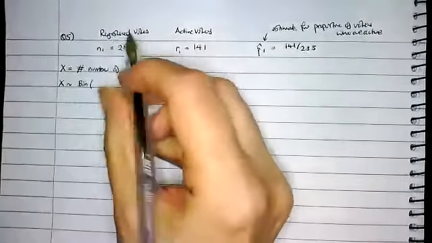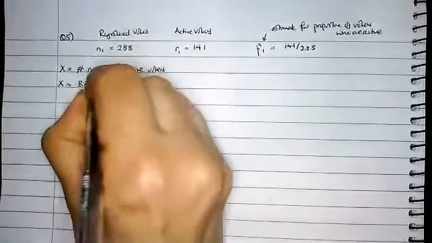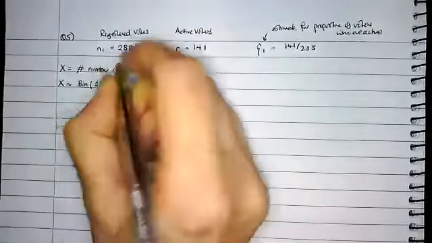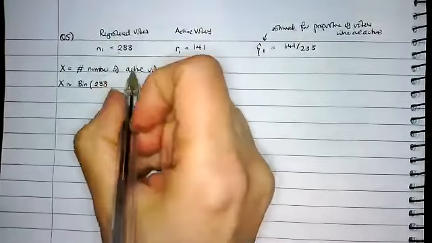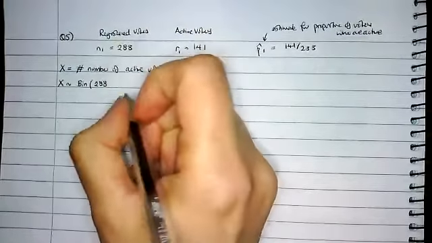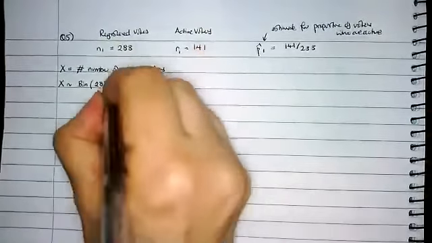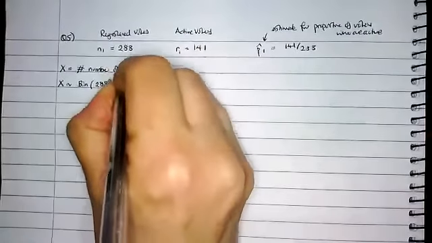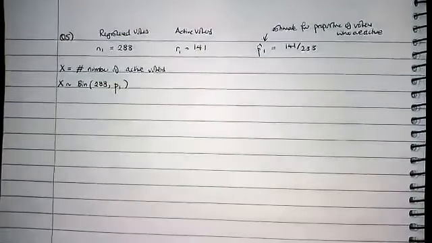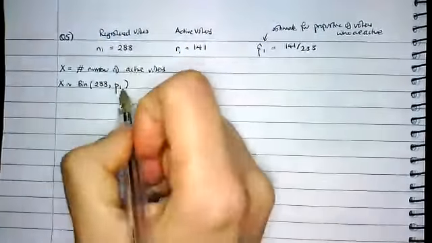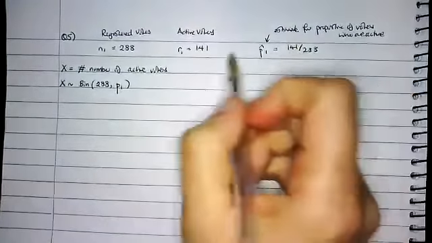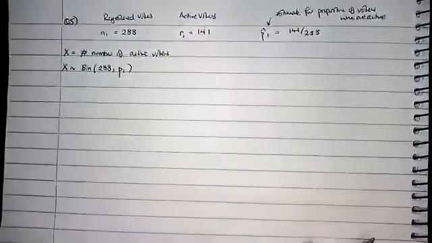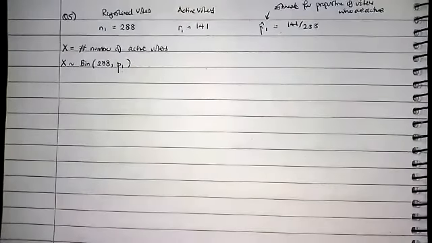I'm asking 288 people. I don't know what proportion of them say yes, so I don't know which proportion of them are actually active. So I'm looking for that p1. What is the value of p1? The best guess I've got as to what p1 is, is 141 divided by 288, so the proportion that I've actually observed when I sampled people.